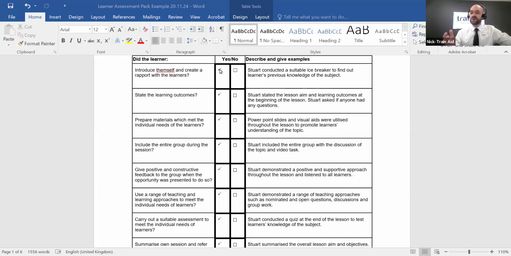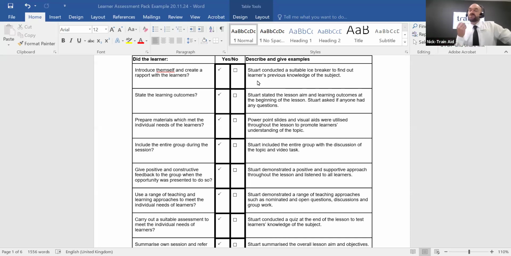Okay. It doesn't matter if you put a yes or a no. As we know, the micro teach is a developmental experience. It's a 15-minute lesson. So look at your teaching strengths and highlight any areas for development as well. So for this example, I've put yes. And it says describe and give examples. So Stuart conducted a suitable icebreaker to find out learners' previous knowledge of the subject.